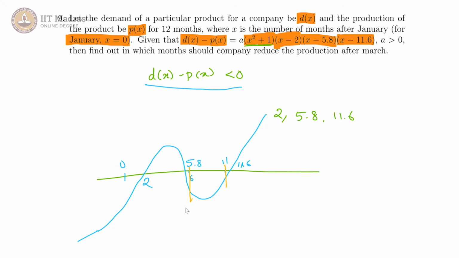Now 6 is not June, it's actually July, because January is taken to be 0. So we have July, and then August is 7, September is 8, October is 9, November is 10, and December is 11. And in all these months the polynomial is less than 0. So these are the months where they should reduce production.